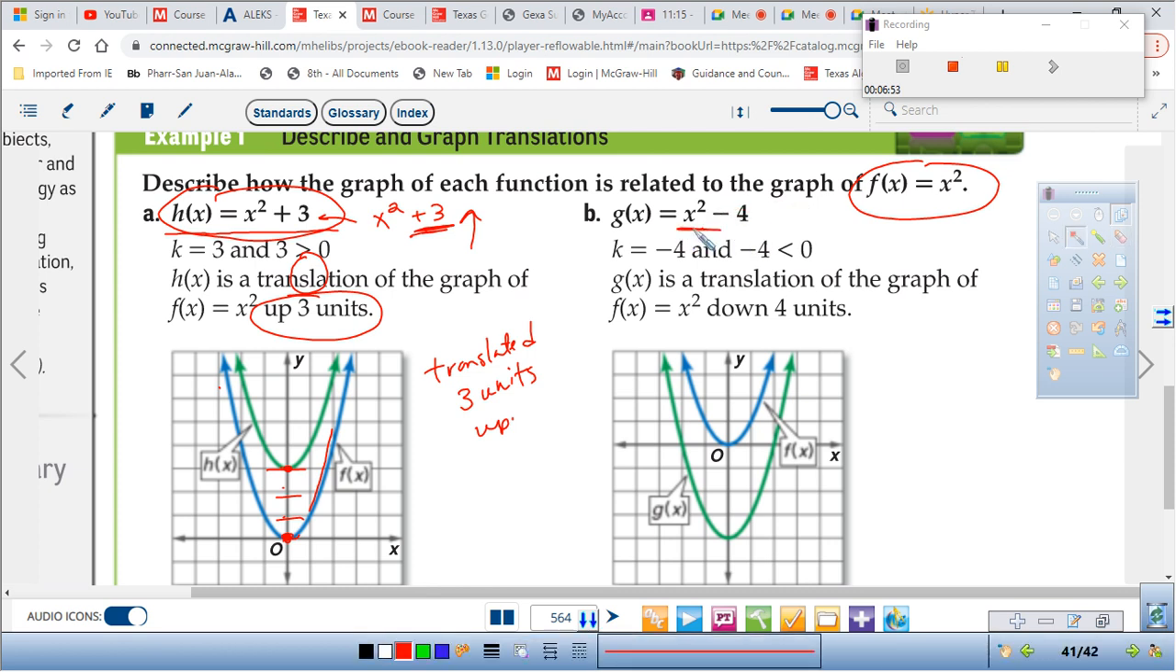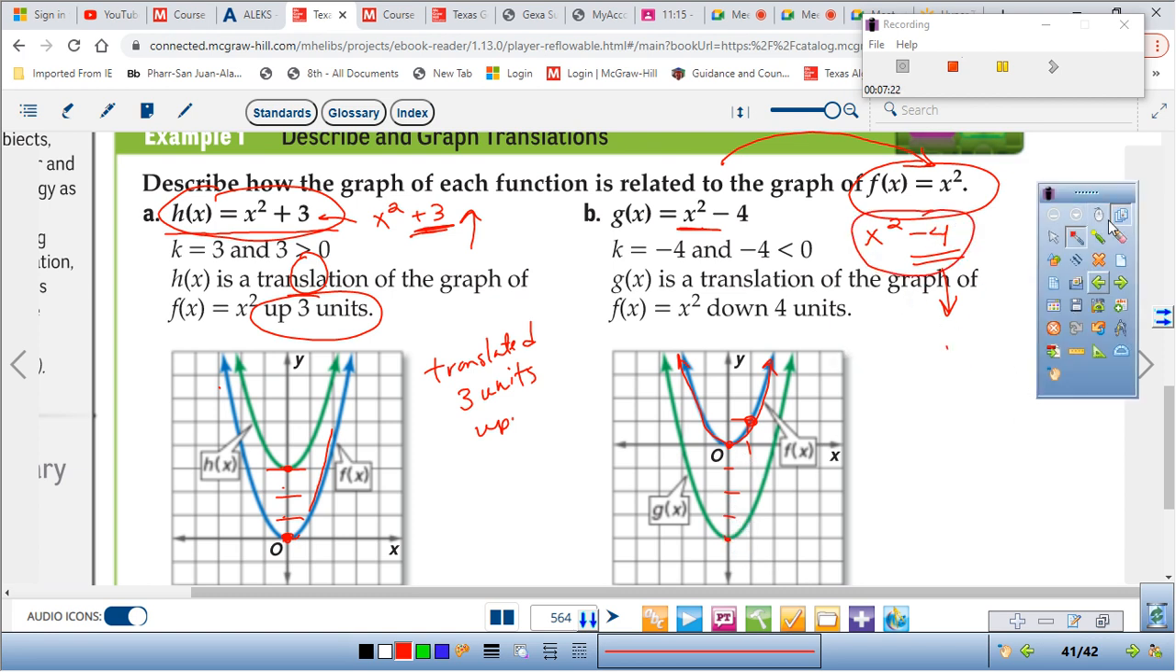This is the one they want us to compare. They want us to compare it to the original one, the parent function. Originally, it's x squared. Now they're putting the minus 4. This minus means to go down 4. So the parent function is right here, going through the origin, going through (1, 1). Now from here, down 1, 2, 3, 4, you can see that it's down 4 units.